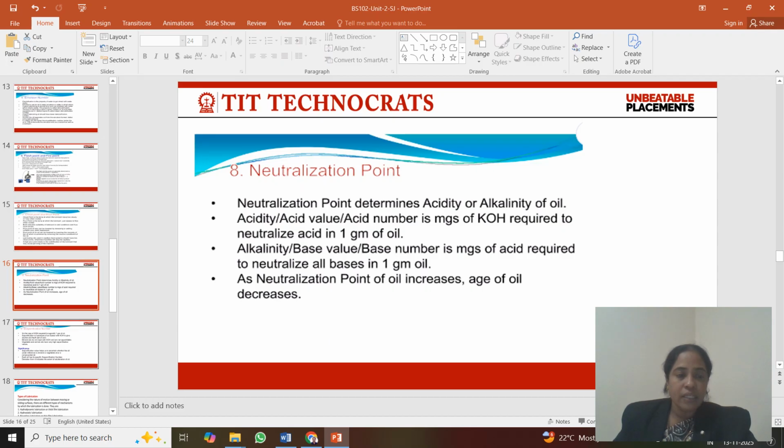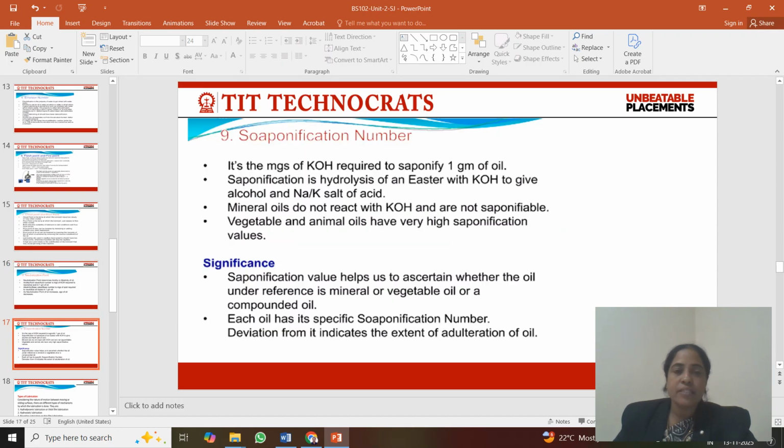And the next property is saponification number. It is the milligrams of KOH required to saponify 1 gram of oil. Saponification is hydrolysis of an ester with KOH to give alcohol and sodium or potassium salt of acid. Saponification value helps us to ascertain whether the oil under reference is mineral, vegetable or a compounded oil. That means contamination of an oil is checked by this specific property, because each oil has its specific saponification number, and deviation from it indicates the extent of adulteration of oil.